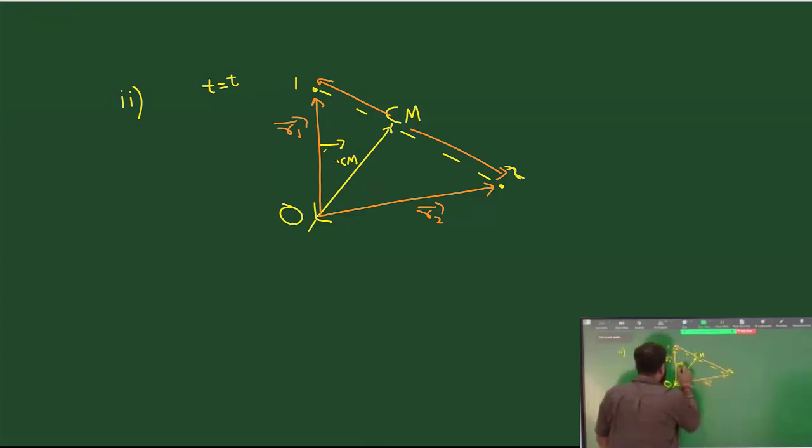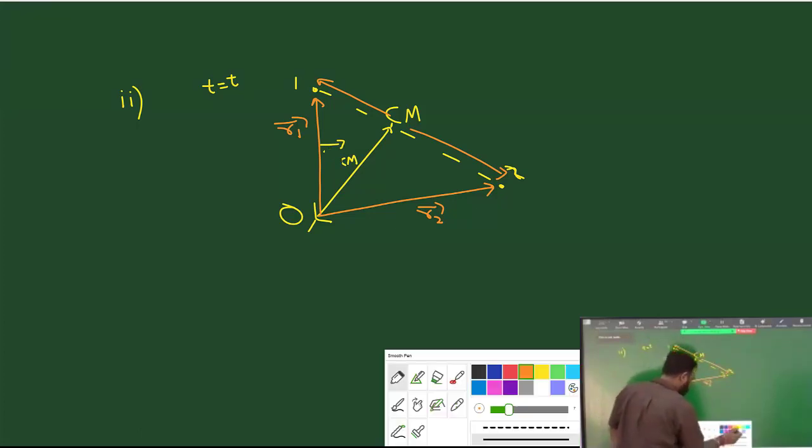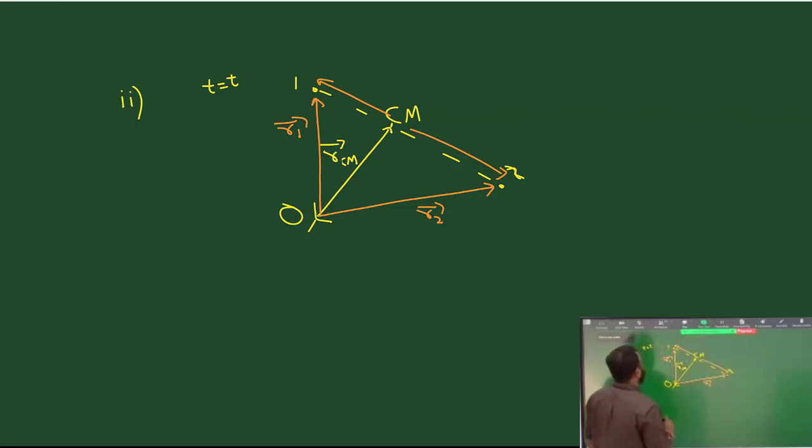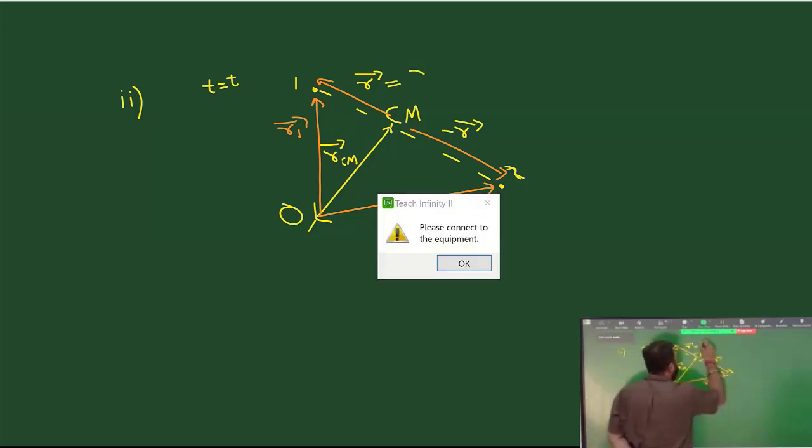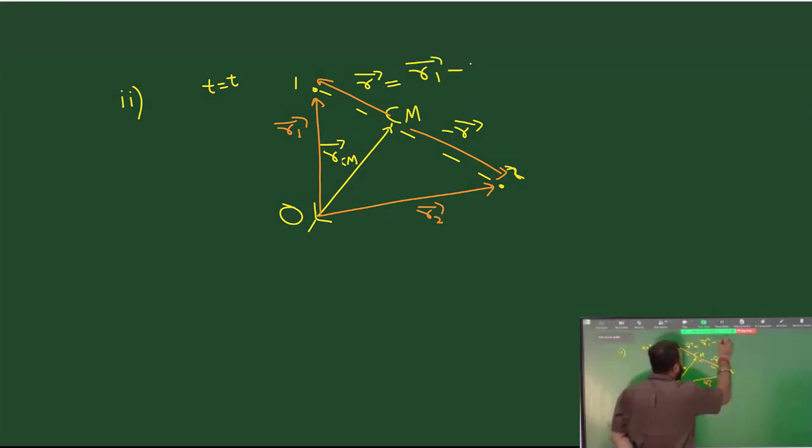I'm deliberately taking this as my R_CM vector. So you know that these two vectors are equal and opposite. Name them something. Take this vector as R and this vector as minus R. And remember, they are variable vectors. So I have taken R1 as R_CM plus R vector. And R vector here comes out as, let me write it properly, R1 minus R_CM.